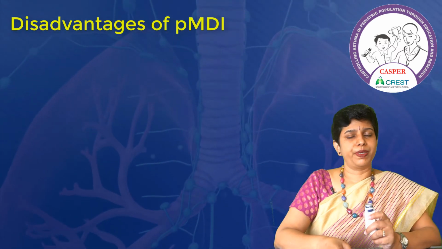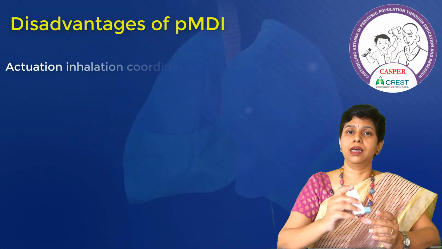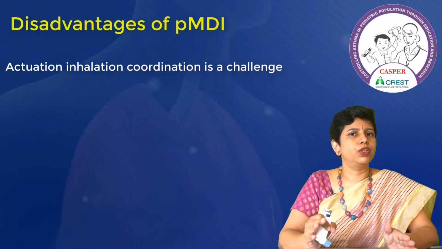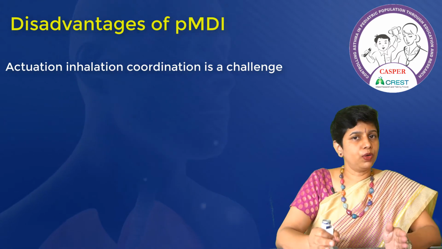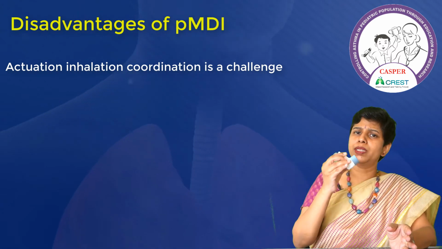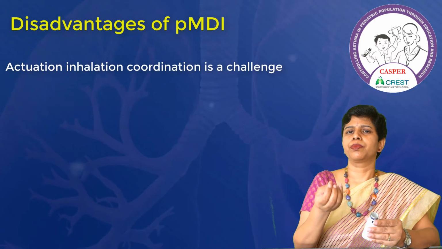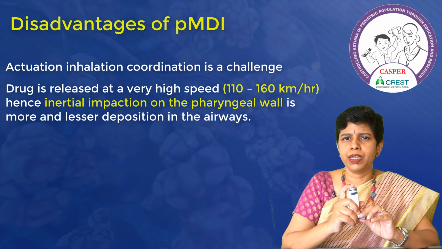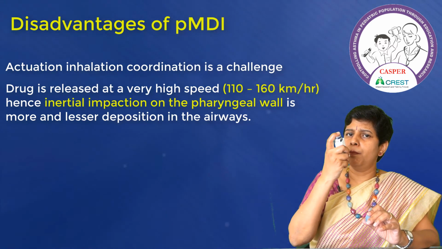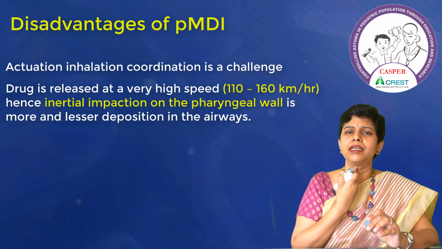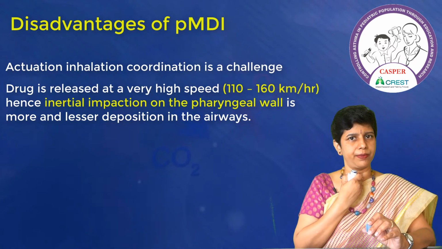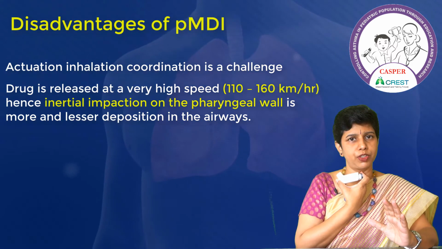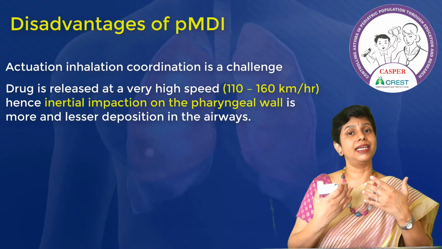What are the disadvantages of the pressurized metered-dose inhaler? Firstly, the actuation-inhalation coordination is a big challenge. Even adults cannot do it very well. How can we expect children to take the inhaler in a well coordinated fashion directly? Secondly, the drug is released at a very high speed, and because of this high speed, most of the drug is impacted at the back of the throat because of inertia. So imagine at such a high speed it is coming, most of it is going to get impacted at the back of the throat. Less is available for inhalation, lesser reaches the airways.